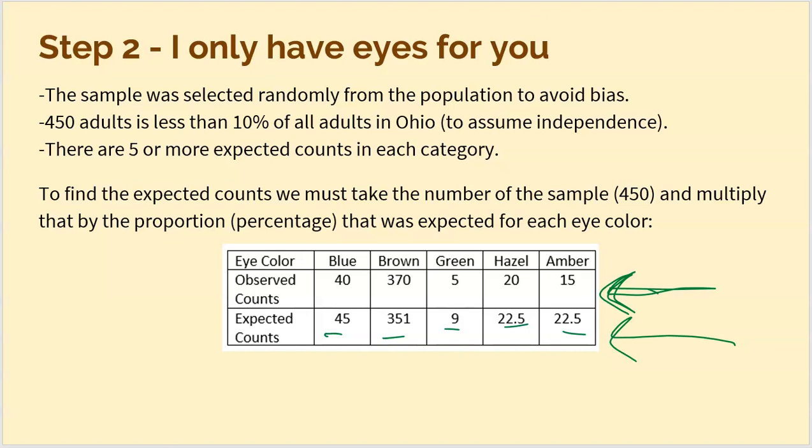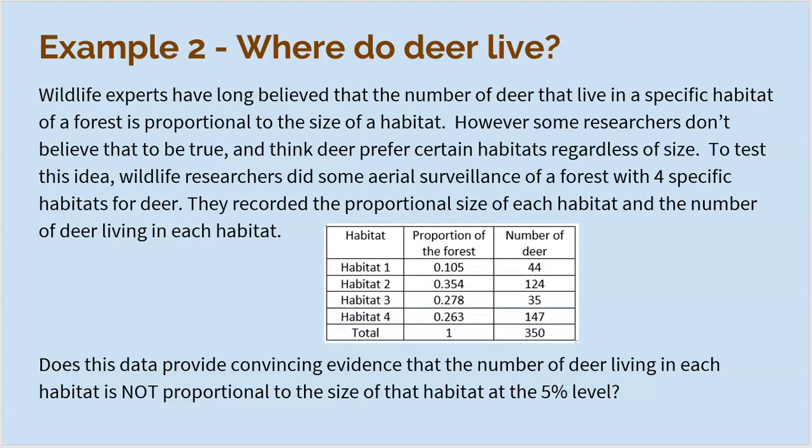All right, let's look at a whole other example just to see all of these steps in play one more time. So where do deer live? Wildlife experts have long believed that the number of deer that live in a specific habitat of a forest is proportional to the size of the habitat. That makes sense. If a habitat size is bigger, then more deer will live there. Makes a lot of sense. However, some researchers don't believe that to be true. They think deer prefer certain habitats regardless of size. So for example, if there's a really small region of the forest that deer just really love, then maybe even though it's small, a bunch of deer live there. Okay, I could see that being possible.